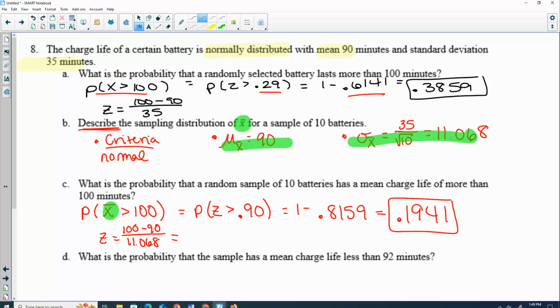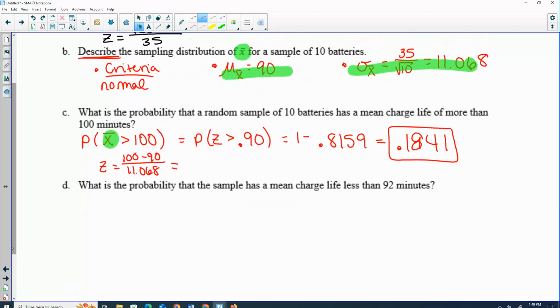Oh yeah, if I could subtract, that would help. Any questions there? So it's the same thing, but we're talking about X bars because I have a sample. So the probability that the sample mean has a charge less than 92. So the probability that X bar is less than 92. So again, change it into a z. Since the variable is X bar, we did the mean and standard deviation for X bar.